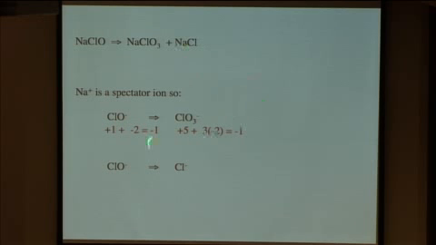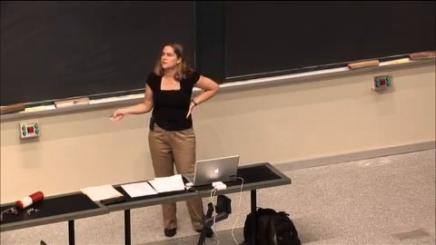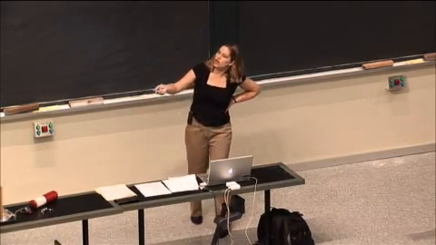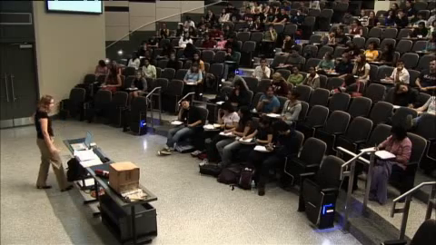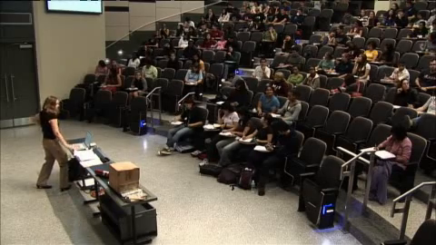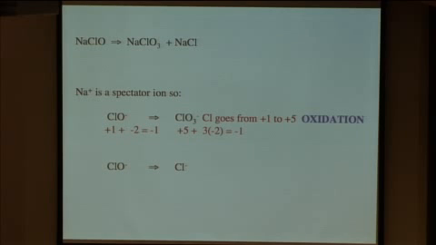So we use our rules. Chlorine is usually -1, except when it's with oxygen, and then it can be something different. So here chlorine's going from +1 to +5. So what's happening to it? Is it being oxidized or reduced? Oxidized. Yep. So it's going from +1 to +5, so we have an oxidation going on. To tell whether something is an oxidation or not, you need to figure out what the oxidation numbers are and then see what's changing in the course of that reaction.